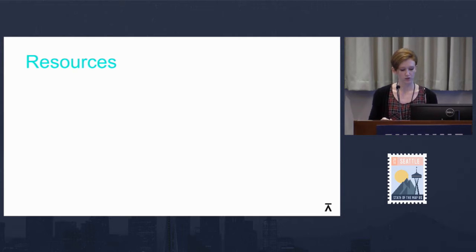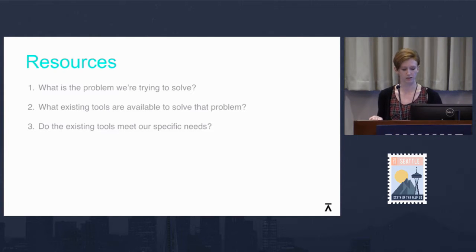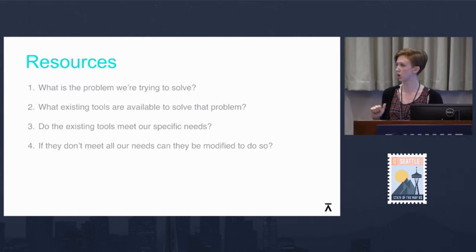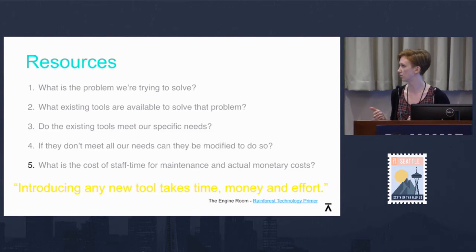To make sure that we're choosing the right tools, when starting any project at Cadasta, we always ask ourselves the following questions. What is the problem we're trying to solve? What are the existing tools? Do these existing tools meet our needs? If they don't, can they be modified? And finally, what is the cost? Not only the actual cost of the technology, but for staff time and maintenance. Something to keep in mind when answering these questions is that introducing any new tool takes time, money, and effort. The Engine Room put together a great primer on choosing the tools that you're working with within these projects.